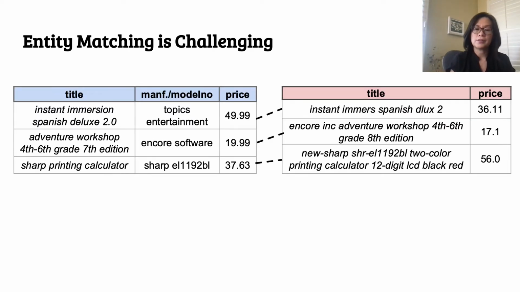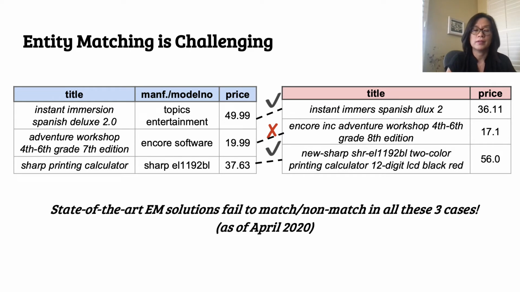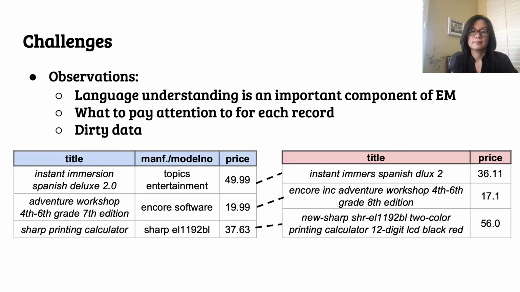So entity matching is a challenging problem. Out of these 3 candidate pairs shown here, only 2 of them are true matches. In all these cases, the state-of-the-art entity matching solutions around April last year failed to correctly make the match or non-match decisions. The examples here illustrate the challenges that exist in the matching decision.